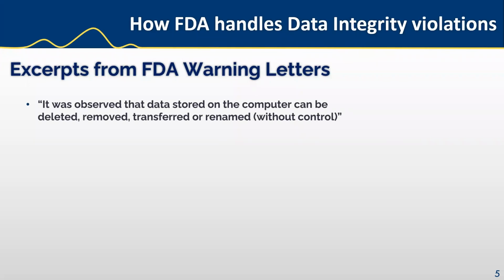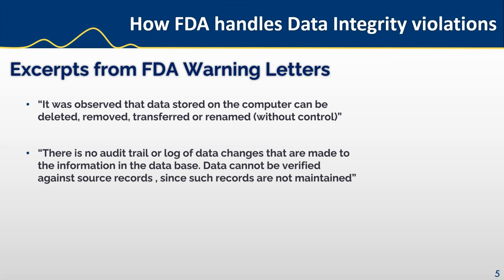Here we see some recent warning letters citing data integrity issues. It was observed that the data stored on the computer can be deleted, removed, transferred, or renamed without control. So here the FDA is telling the offender that your data has no real control. It can be deleted, removed, or transferred, or even renamed. There is no control. In the second citation, there is no audit trail or log of data changes that are made to the information in the database. Data cannot be verified against source records since such records are not maintained. So really what they're saying here is that they can't really trust the data.